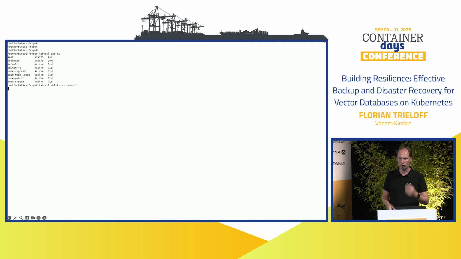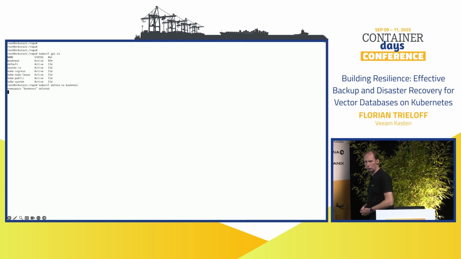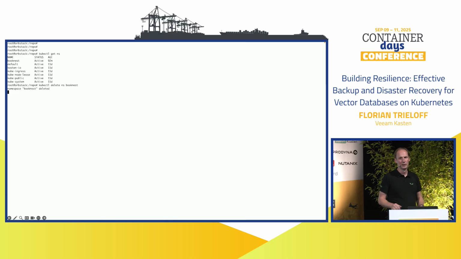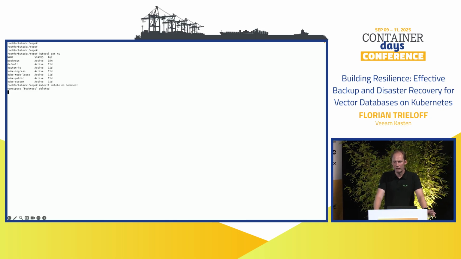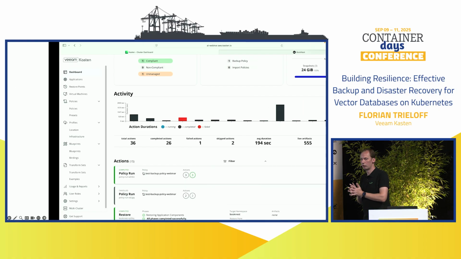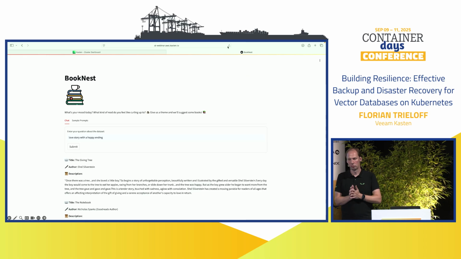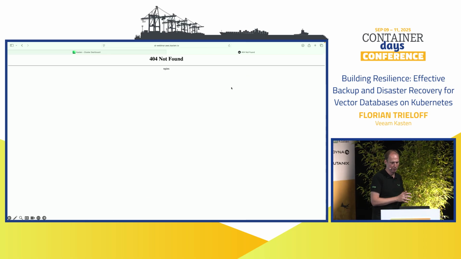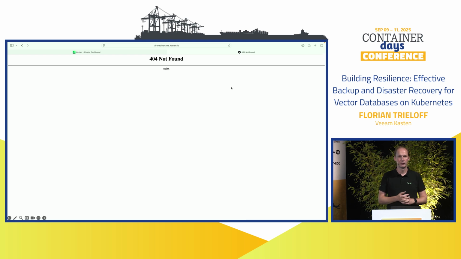And someone can also just delete the namespace. So this is the easiest way to destroy something in a very good way. So now my application is gone. My book nest application is down, and there are different ways to act. First of all, I can just redeploy my application. So, yep, it's done. I can just redeploy it, but my data is missing here.